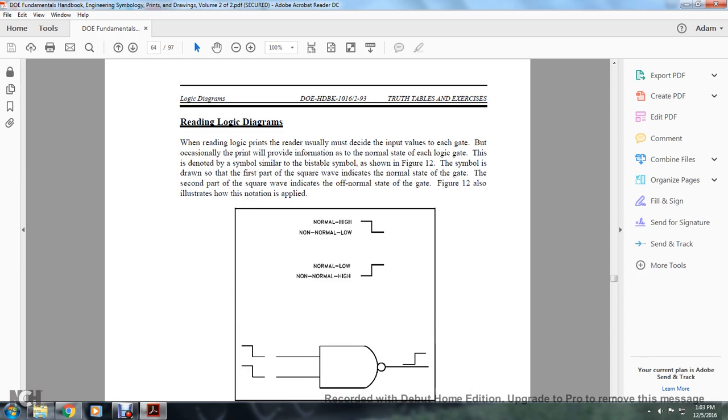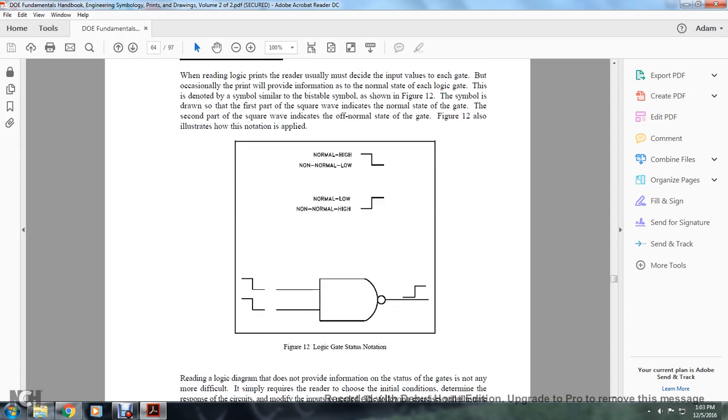Reading logic diagrams. When reading a logic print, the reader usually must decide the input values of each gate, but occasionally the print provides the normal state of each logic gate. This is denoted with a symbol similar to the bistable symbol, as shown in Figure 12. The symbol is drawn with the first part of the square wave indicating the normal state of the gate. The second part of the square wave indicates the off-normal state of the gate. Figure 12 illustrates how the notation is applied.